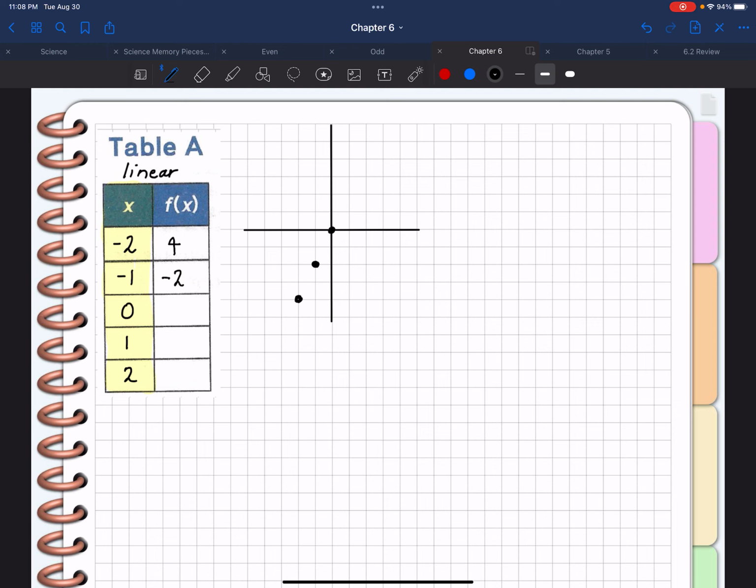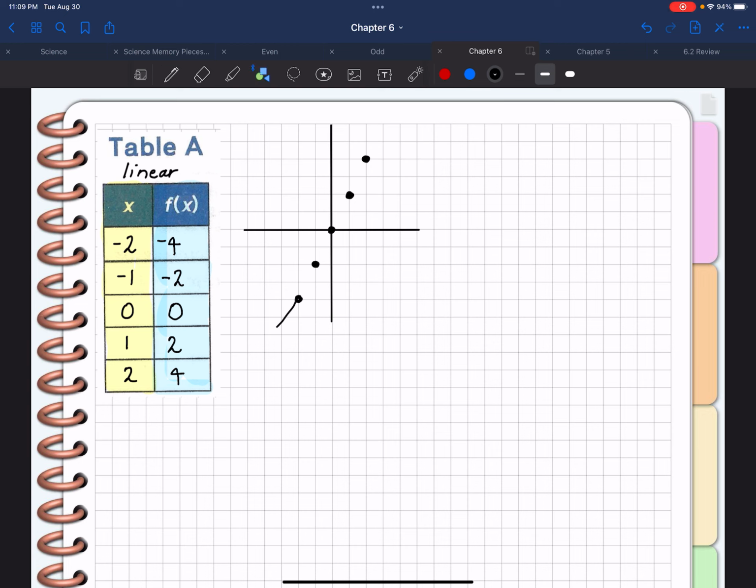Let's use origin, 0, 0. Over 1, up 2. Over 2, up 4. And there is a lovely linear equation. It is 1 to 1 because all of my values are different, except I left my negative off again of that first one. It should be a -4. Back 2, down 4. So this is a function. It is 1 to 1.